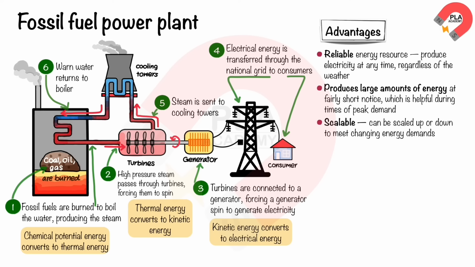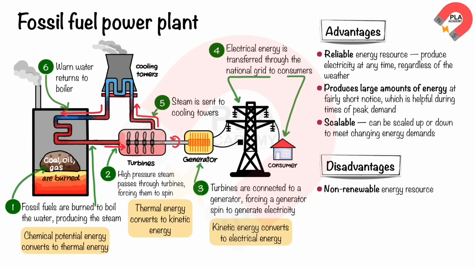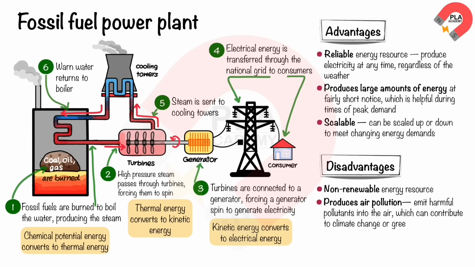Here are some of the disadvantages of fossil fuel power plants. Non-renewable energy resource. Fossil fuels are a finite resource that will eventually run out. Produces air pollution. Fossil fuel power plants emit harmful pollutants into the air, which can contribute to climate change, the greenhouse effect, and other environmental problems. The cost of fuels affects the price of electricity. The price of fossil fuels can fluctuate, which can affect the price of electricity generated by fossil fuel power plants.